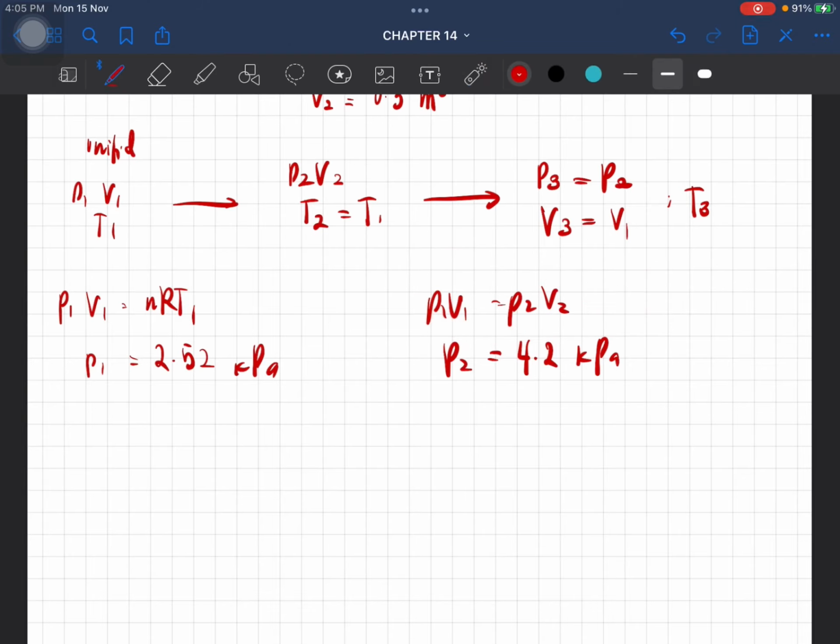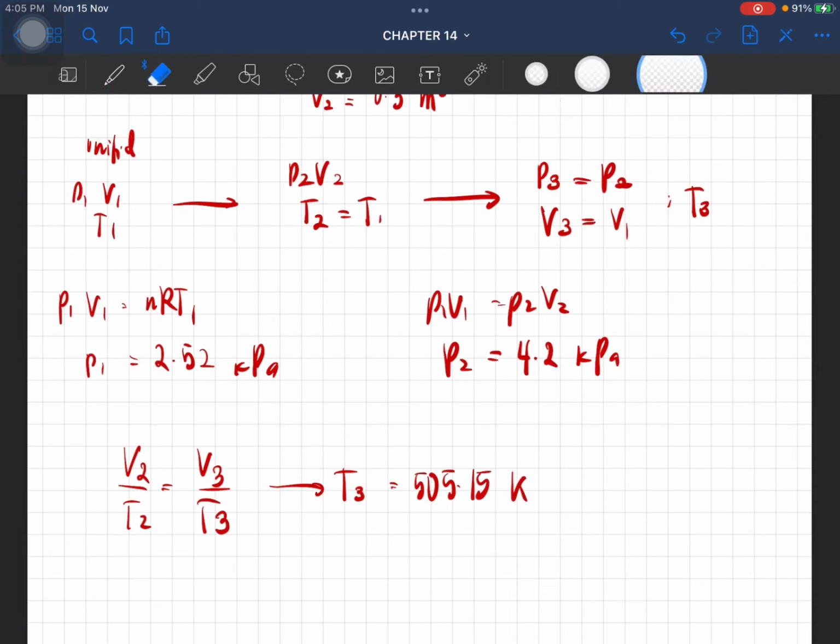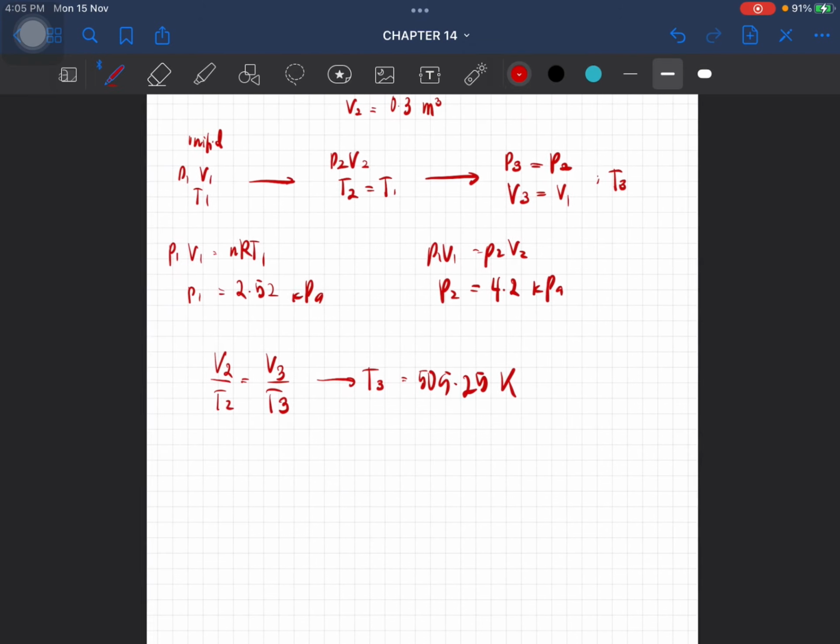Okay, and then for the isobaric expansion, we have to calculate T3, so we can use V2 over T2 equals V3 over T3, so you'll get T3 to be equal to 505.15 Kelvin. Is it 0.15? Let me try to calculate this first. So you'll get 0.5 divided by 0.3 times 303.15, 505.25, sorry, 25 Kelvin. Okay, so now we can draw the graph.